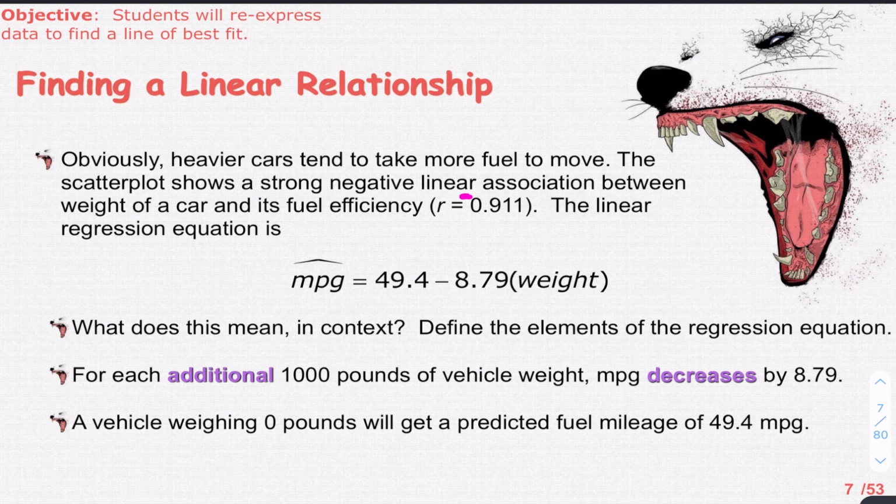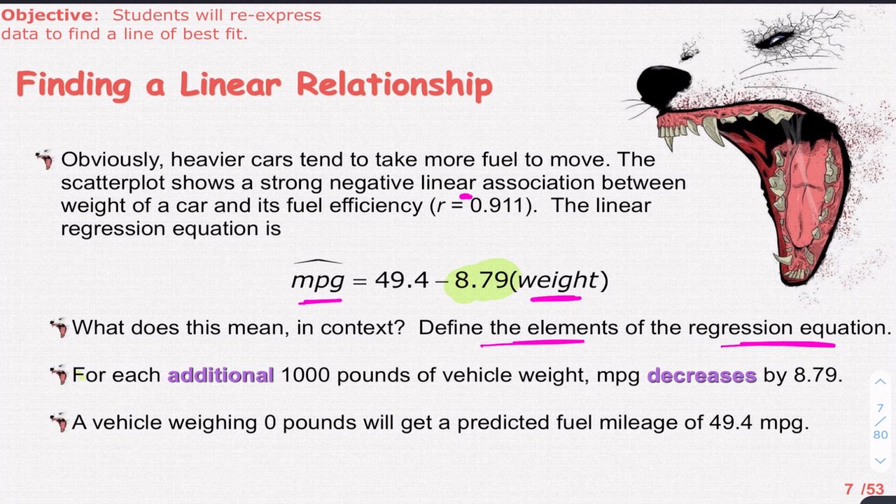The linear regression equation is miles per gallon hat is equal to 49.4 minus 8.79 times the weight of the car. So what does this mean in context? We need to define the elements of the regression equation. So we're looking at the weight of a car and then its fuel efficiency. What does the slope mean?